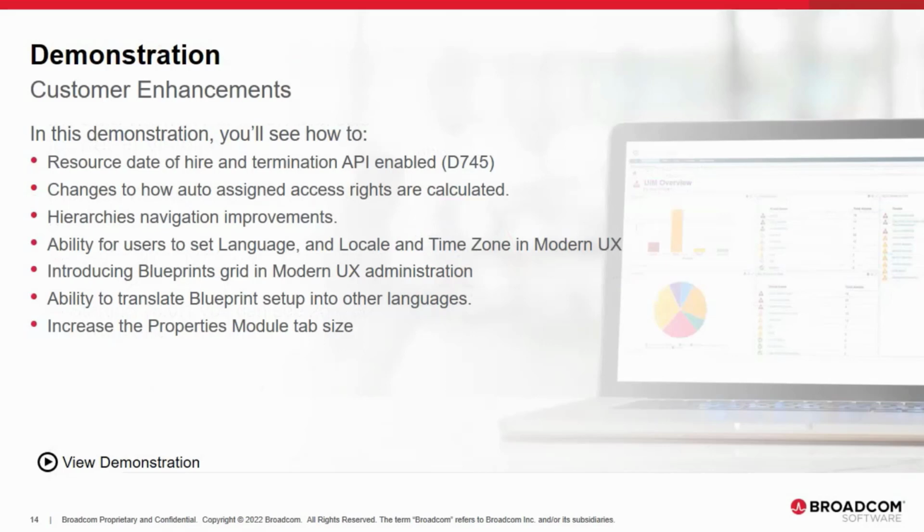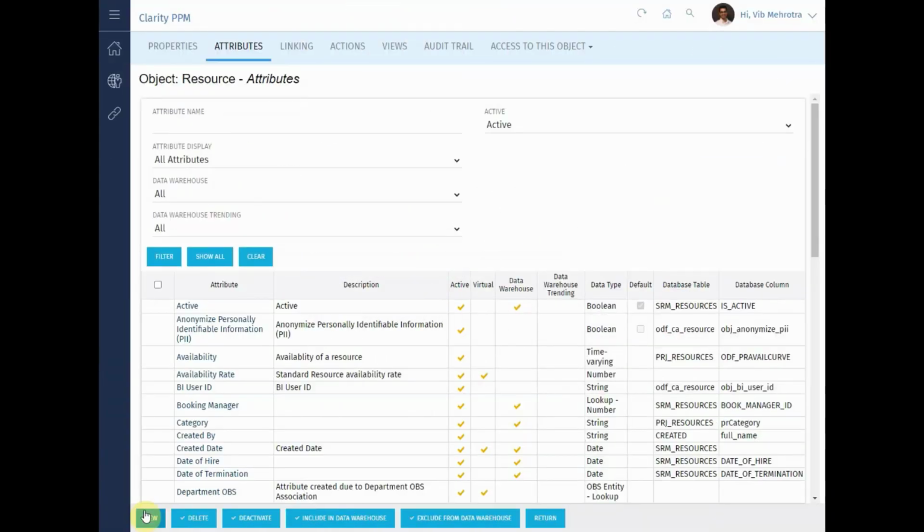So the first thing I am going to show is the two attributes that are blueprint enabled. So here I am in 16.0.1. I am in Studio, and I've navigated to the resource object. And in here now I can go in and look at the attributes for the resource object, and there is the date of hire and date of termination.